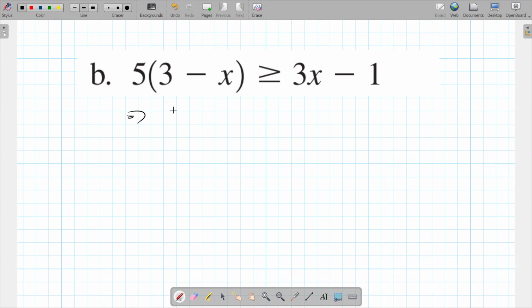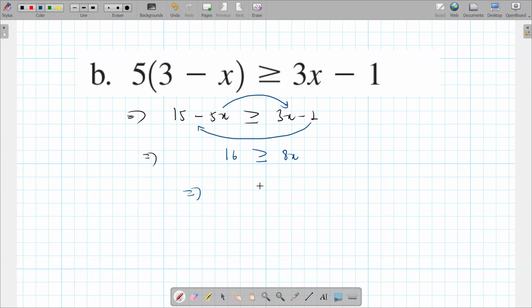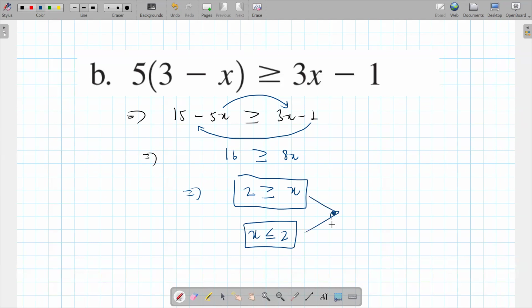Let's open the bracket. 5 times 3 is 15, and 5 times -x is -5x, which is greater than or equal to 3x minus 1. Next, group the like terms. I'm going to put the x's together: 3x plus 5x is 8x. I'm going to put the numbers together: 15 plus 1 is 16. Divide both sides by 8. So the answer is 2 is greater than or equal to x, or you can also write this as x is less than or equal to 2. Both mean the same thing, and that's it for this.